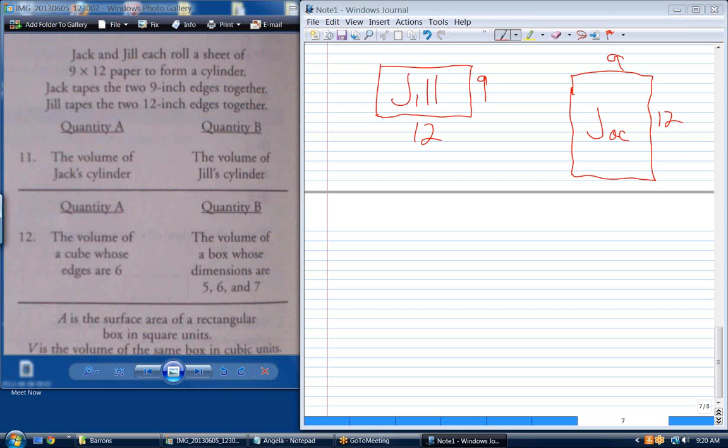Actually, I got these drawn wrong. I should have them reversed, because quantity A is the volume of Jack's cylinder. In other words, they both roll it from bottom to top. Who has the bigger volume? Isn't the volume still going to be the same?